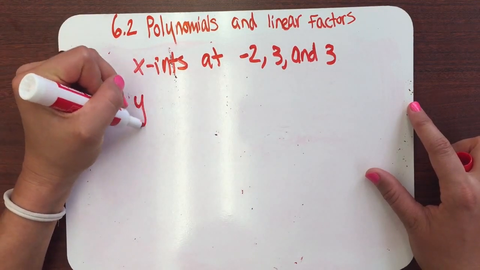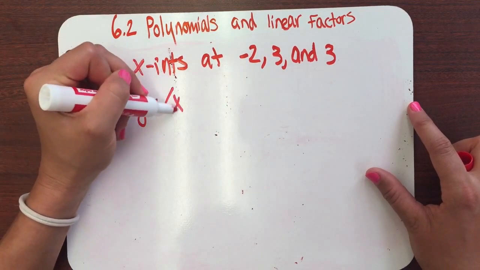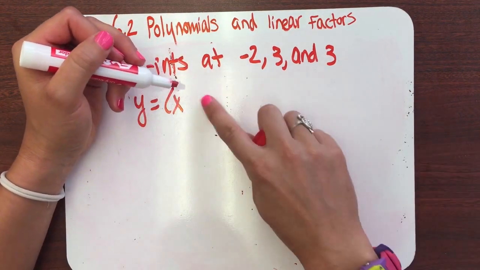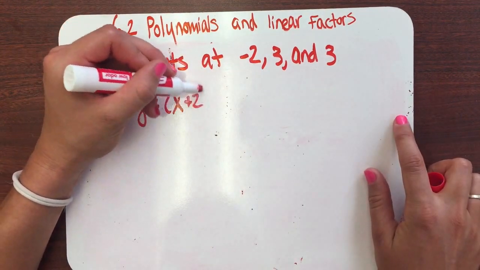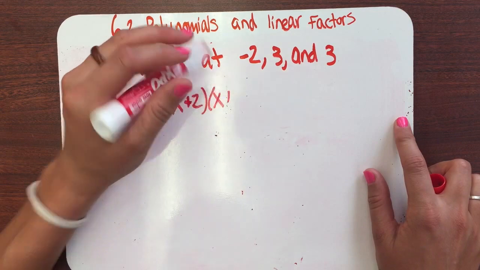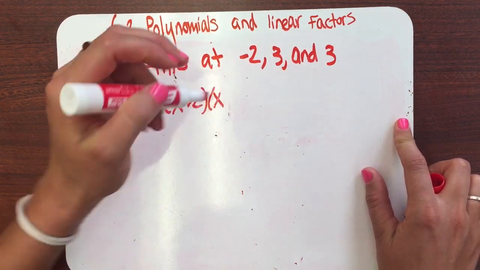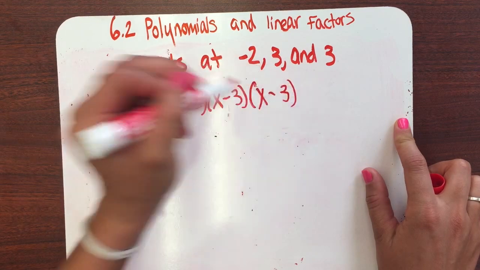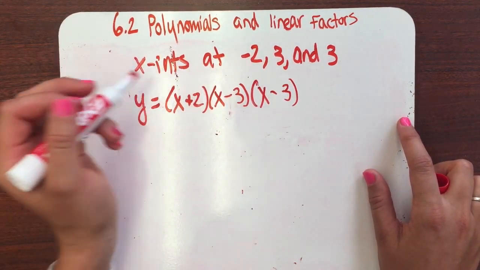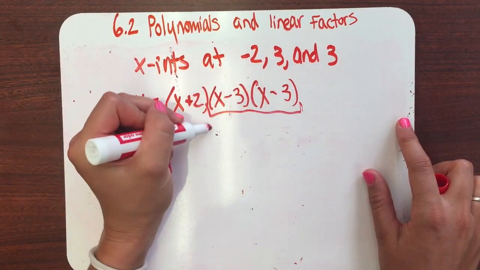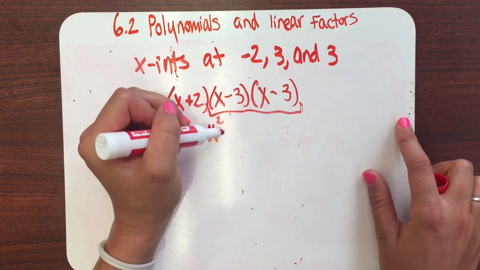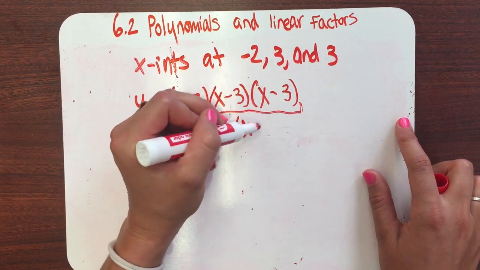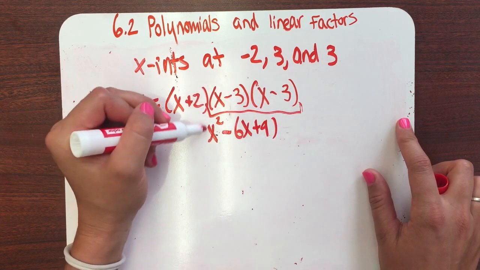So to write it, we're always going to have it as x minus the 0. So x minus the negative 2 is x plus 2. And then we have an x minus 3 and an x minus 3 again. So we can multiply this out. This will give us x squared, our outer and inner will be a minus 6x, and our last will be plus 9.